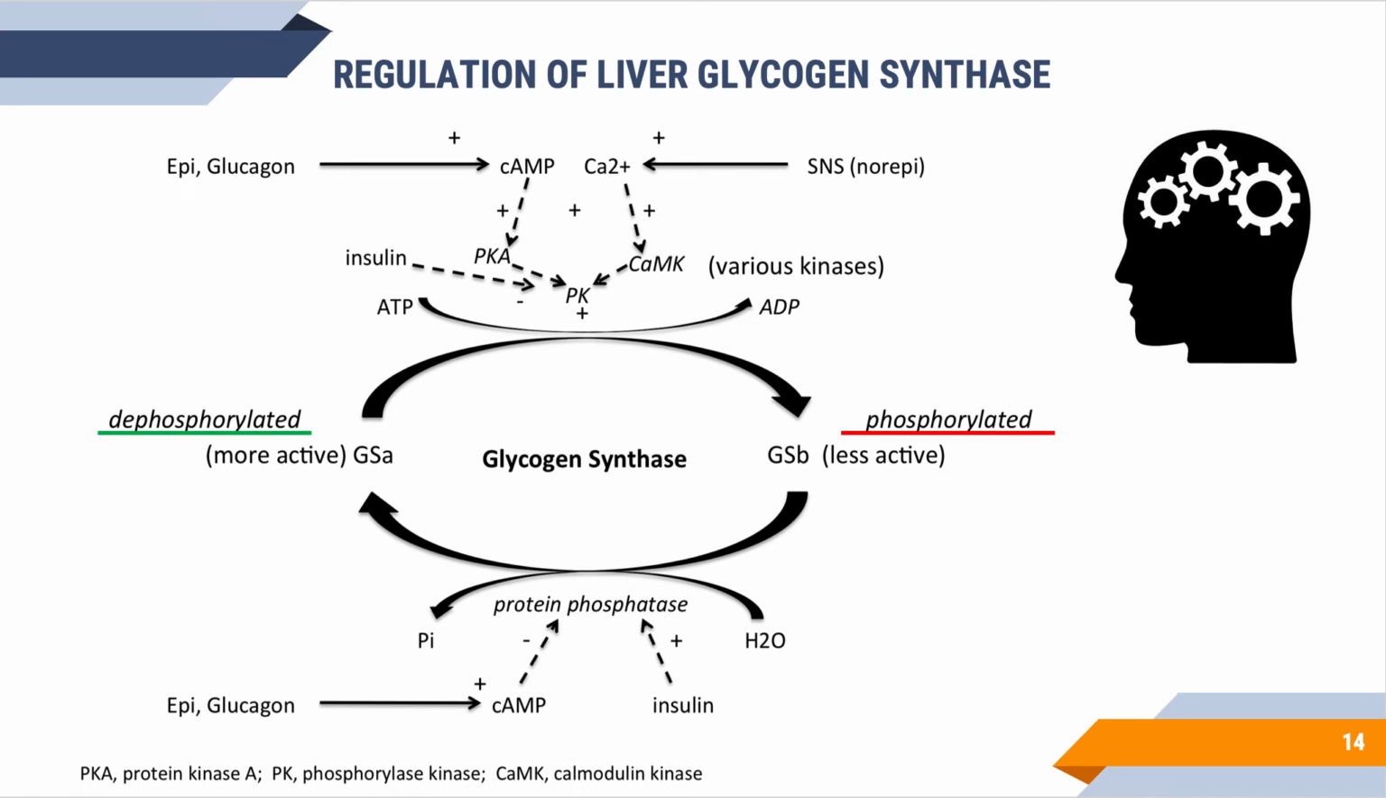And how that's promoted is through epinephrine and glucagon stimulating cyclic AMP. Cyclic AMP then goes through its own signaling cascade to stimulate the conversion of glycogen synthase into its less active form. Alternatively, epinephrine and glucagon can also cause a decrease or an inhibition of the conversion of glycogen synthase into the more active form. Again, epinephrine and glucagon are signals for the breakdown of glycogen into glucose. So in these cases, we'd be converting glycogen synthase into its less active form.